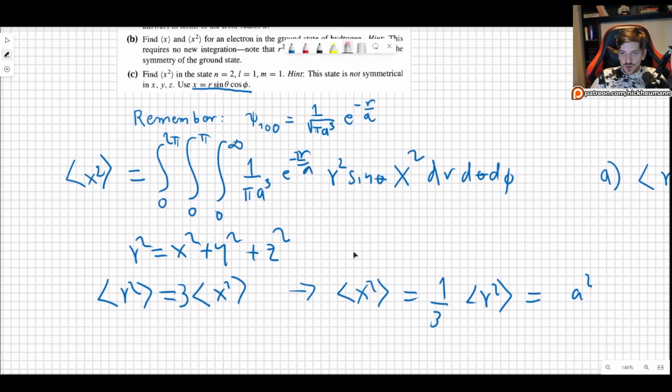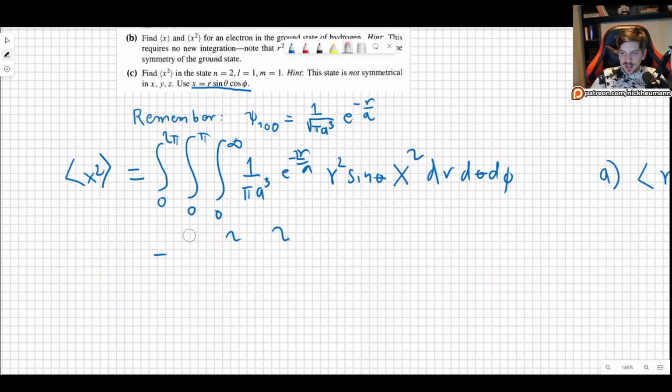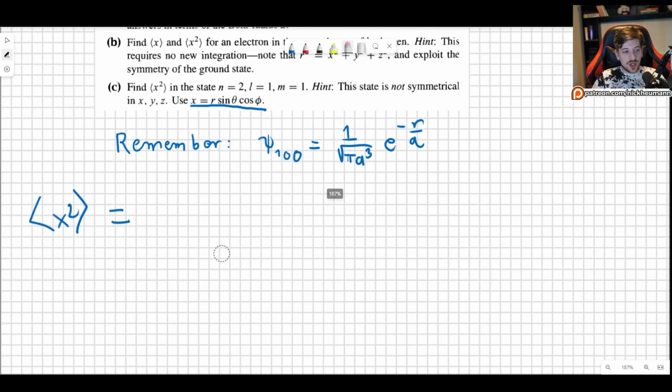Okay, so now we want to go for part C. So now we want to find x squared, but this time in the state n equals 2, L equals 1, M equals 1. And this time it's not going to be symmetric, so we are not going to have much fun. I'm kidding, doing physics is always fun.